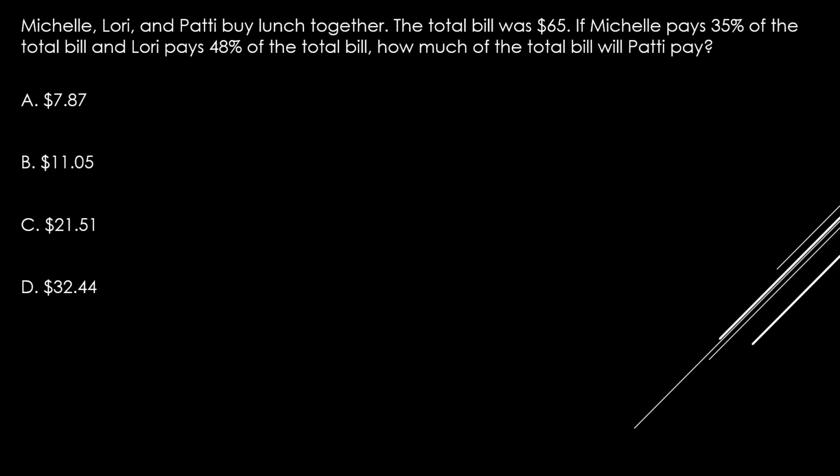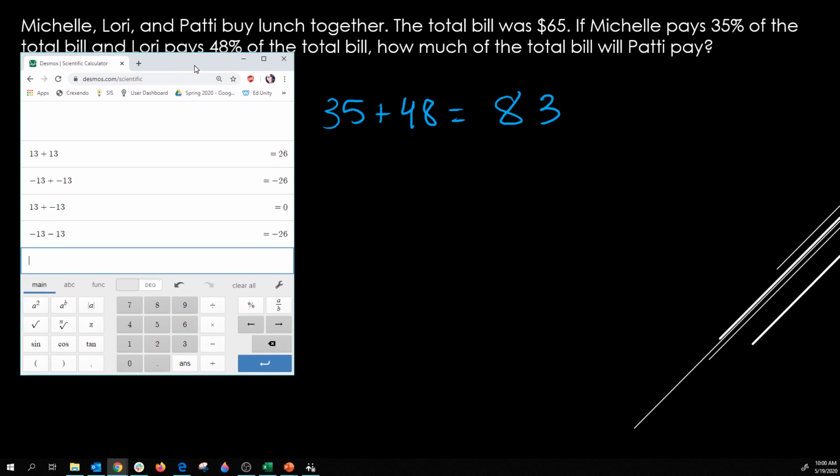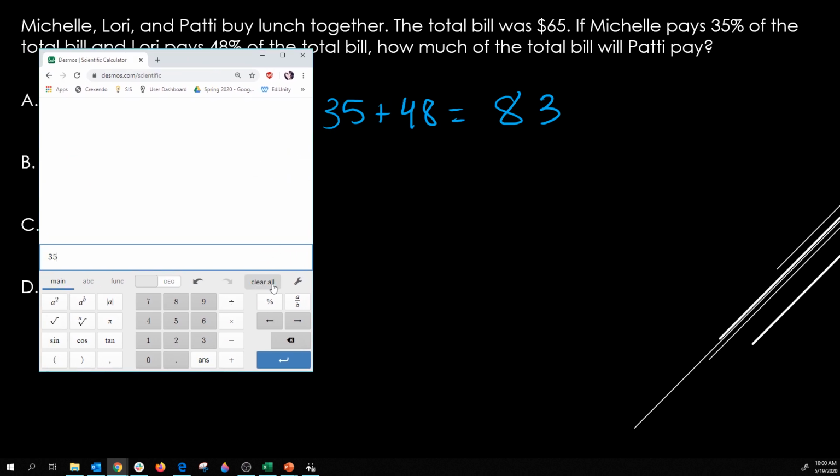Okay, so the first thing I want to do here is take 35 and add it to 48. So 35 plus 48 is going to give me 83. And again, if you can't do that in your head, that's fine. I would double check this on a calculator if I was taking this exam because I don't want to make a silly number mistake. So it is 83.